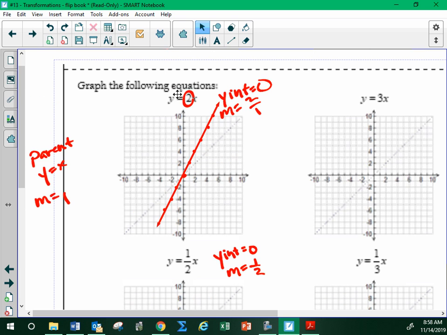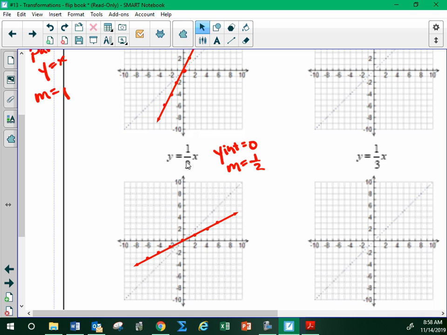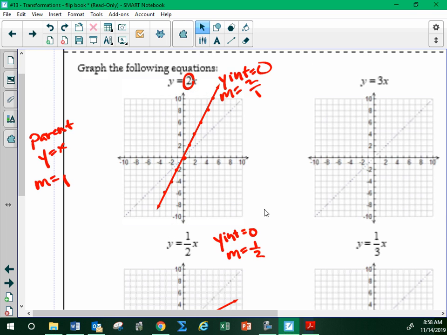So when it was bigger, it was more steep, harder to walk up that hill. When it was smaller, it was less steep. It's going to be easier to walk up that incline. Think about running up that hill. That would not be fun.